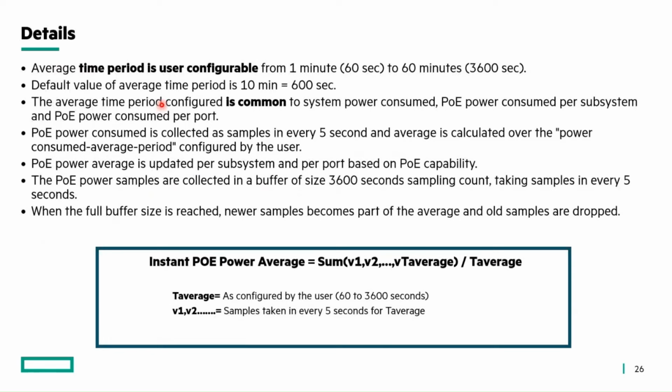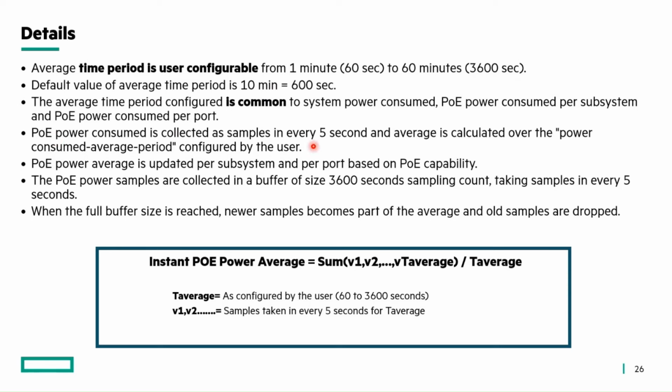The average time that we are talking about in this feature is user configurable. Once again, it's similar to the previous feature we saw, which is configurable from 60 seconds to 3600 seconds. The default average time period is 10 minutes, which is equal to 600 seconds. The average time period configured is common to the system power consumed, which we saw in the last feature, the PoE power consumed per subsystem, or the PoE power consumed per port. So for all the similar features, the average time period which you configure remains the same.